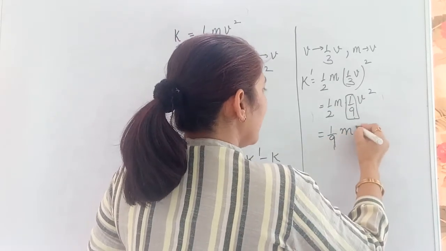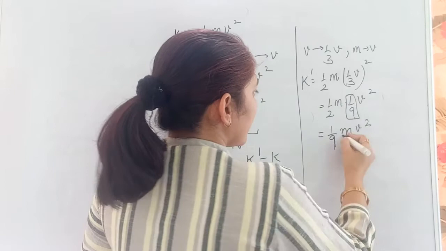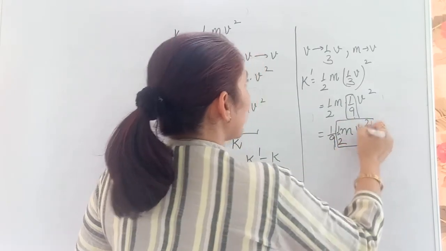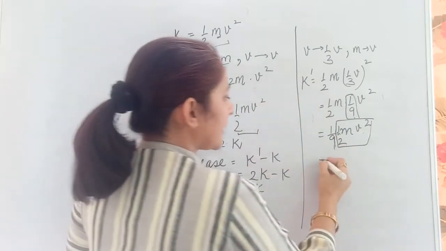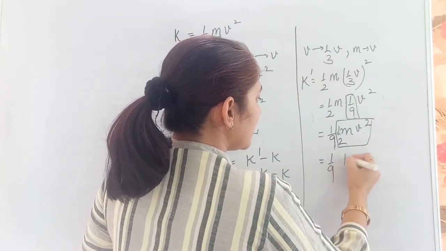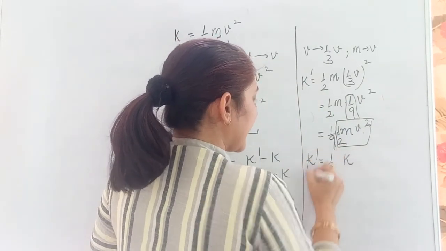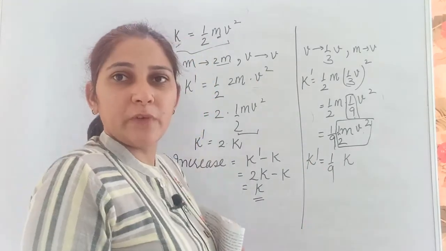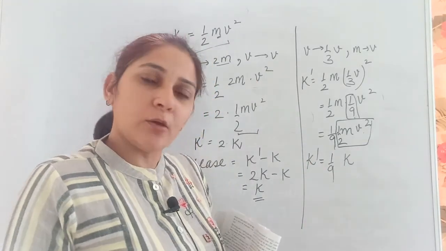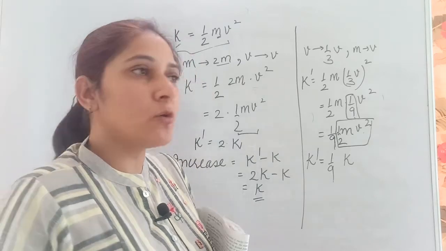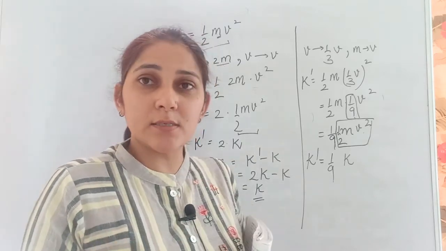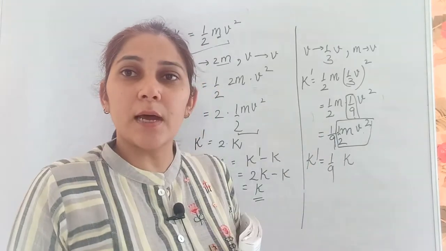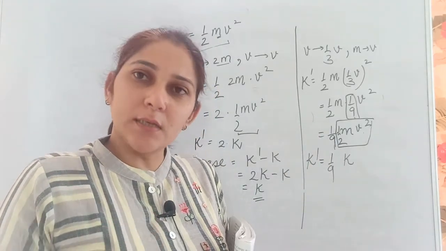So this 1 by 9 I will write over here. This is mv square into 1 by 2. This 1 by 2 mv square is again your previous kinetic energy. This is 1 by 9 into K. Means the new kinetic energy is 1 by 9 times that of your previous kinetic energy. Again the question is the same. If somebody asks what the decrease or increase in kinetic energy is, the new energy is 1 by 9 times the initial. That means there is a decrease in energy.